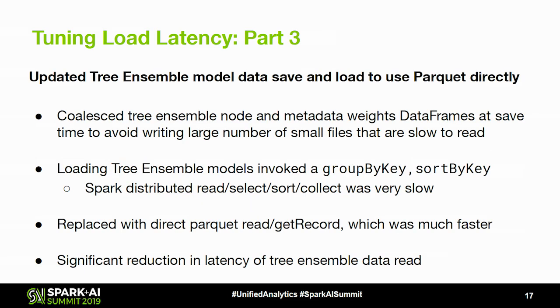And the third piece of fruit was kind of related to the second piece of fruit, but was specific to the tree ensemble models, which are very popular at Uber. These tree ensemble models have multiple data files that are encoding different parts of the node and metadata weights for the tree nodes. And not only was there a read select, as in the case with data, but then there was a sort and a collect, and this was very slow. Even for large trees, this is not a lot of data, actually. So we, again, replaced this with a direct parquet read and get record and saw a great big speed up.